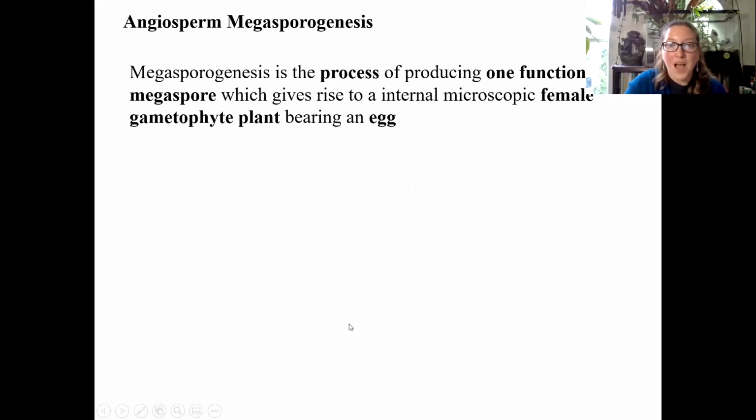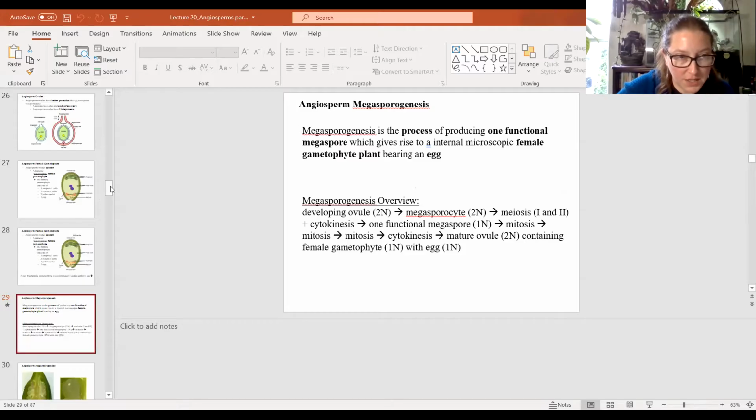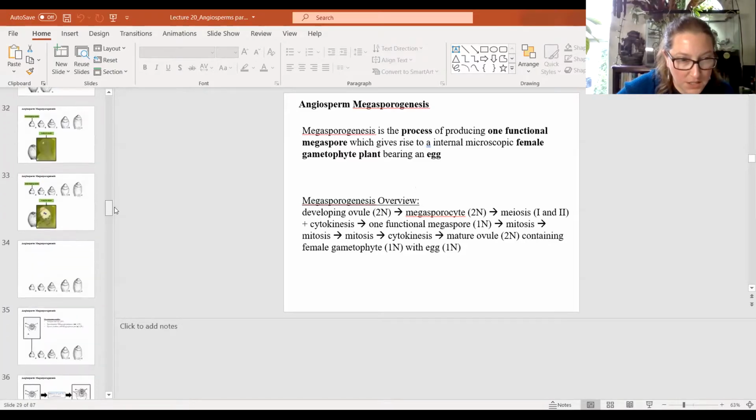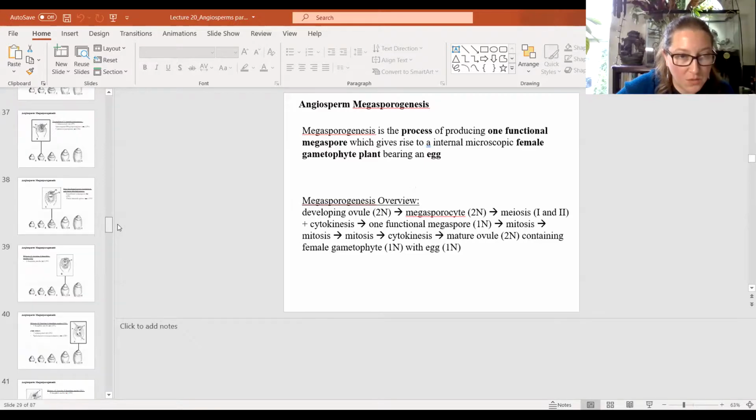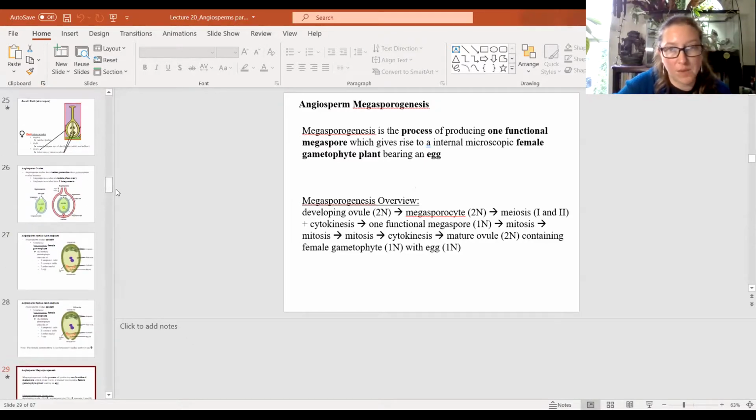I don't think I'm going to go into megasporogenesis. We'll pick up with megasporogenesis next time because it's too much to go through too quickly. And then the rest of this slideshow, there's pictures and videos and things like that, so we'll have time to go through the megasporogenesis next time. It's just too much.